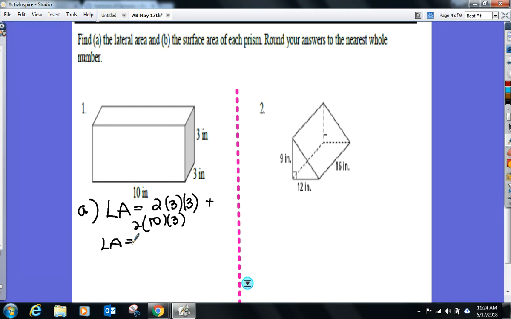What are you coming out with? 78. Yep. And area, Justin, tell them again. Square units. Okay, don't leave those off. You guys did a nice job on your quiz remembering those.